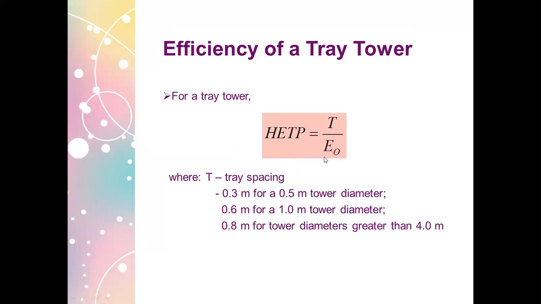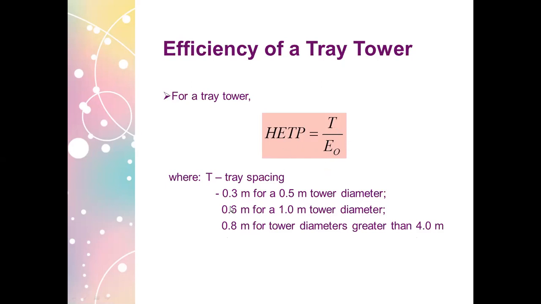This particular formula is empirically determined, so the values are applicable to the tower diameters here, or the range of the tower diameter in the case of the last one. So T is the tray spacing. You have to know though the overall tray efficiency, theoretical over actual, to get the HETP.